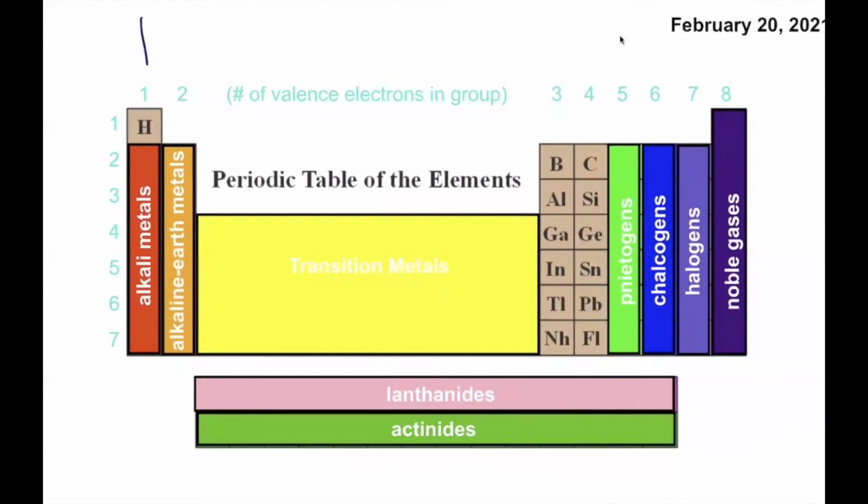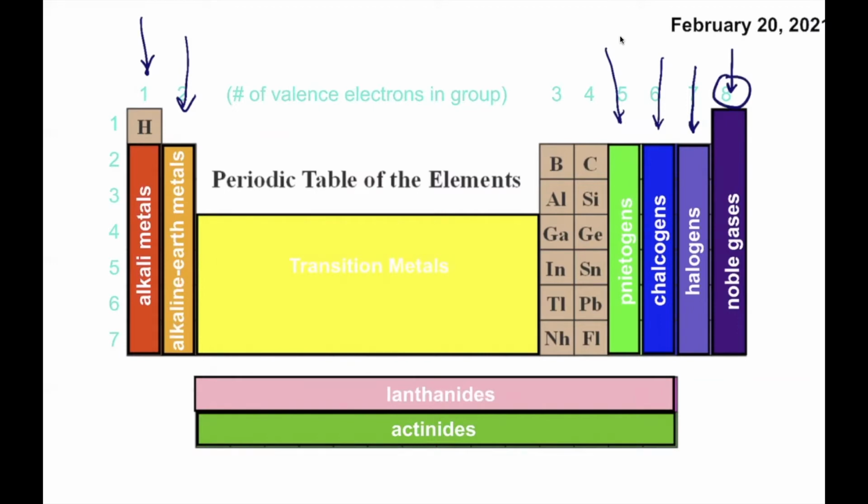Group 1, shown as red here, is called the alkali metals. Group 2 are the alkaline earth metals, in orange. Group 5 are called the pnictogens, in fluorescent green. Next in blue, we have group 6, called the chalcogens. Group 7 are called the halogens. And of course, group 8, in royal purple, are the noble gases. All the elements on the periodic table ultimately want to be like a noble gas.